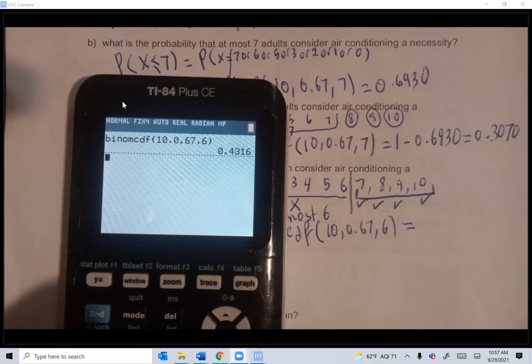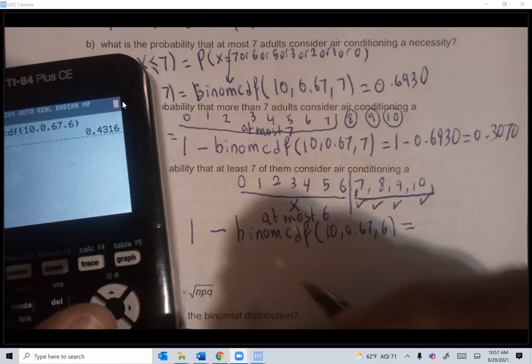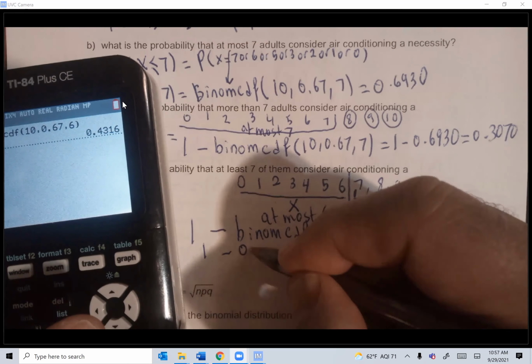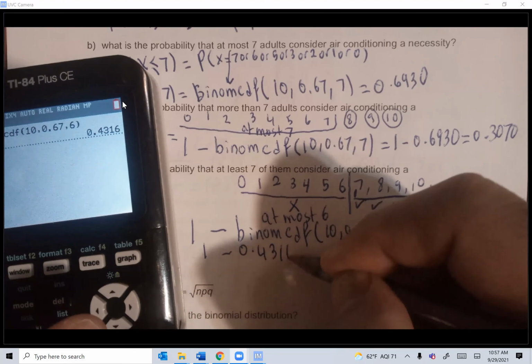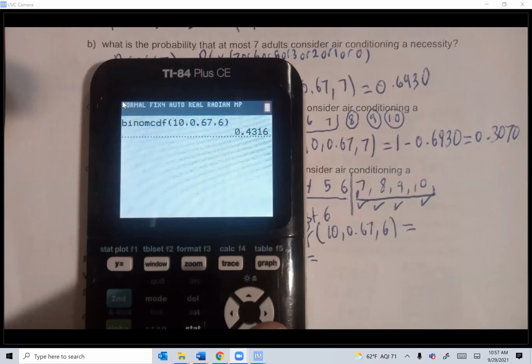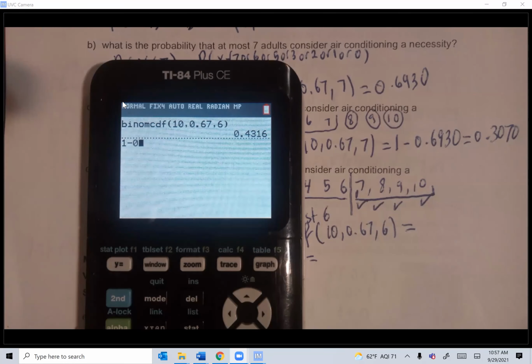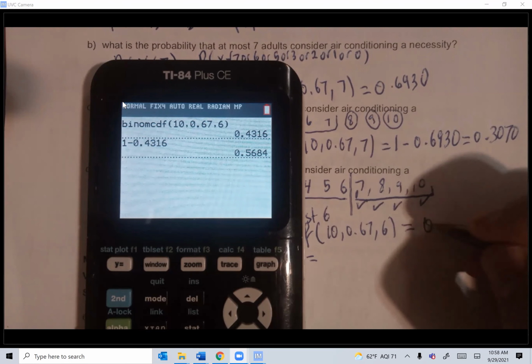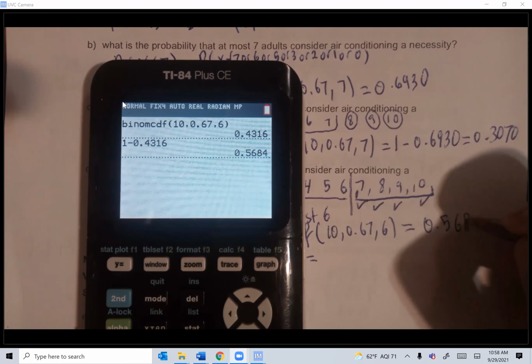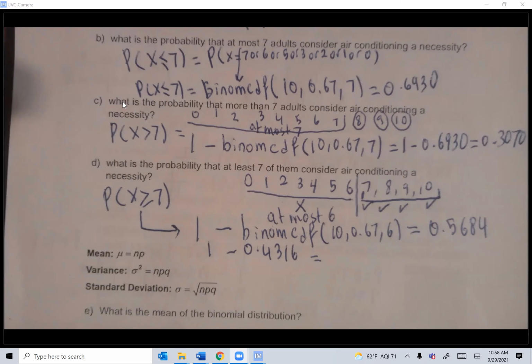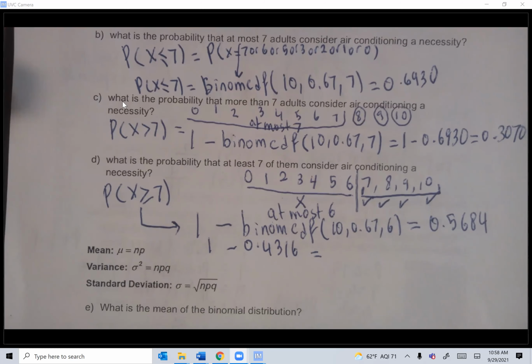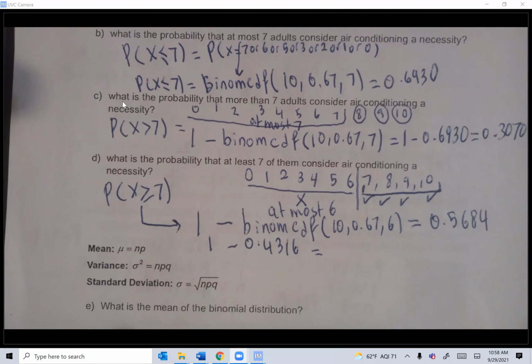So it will be 1 minus 0.4316. And if you do this, guys, it will be the answer. That's part D.